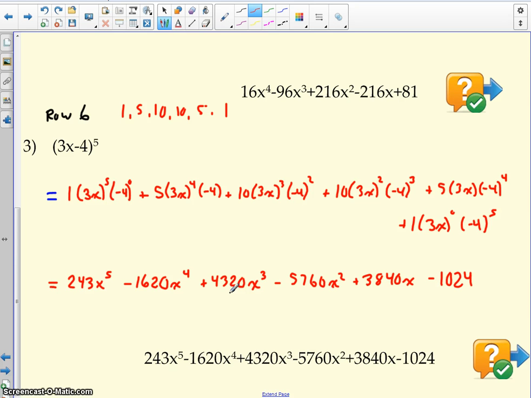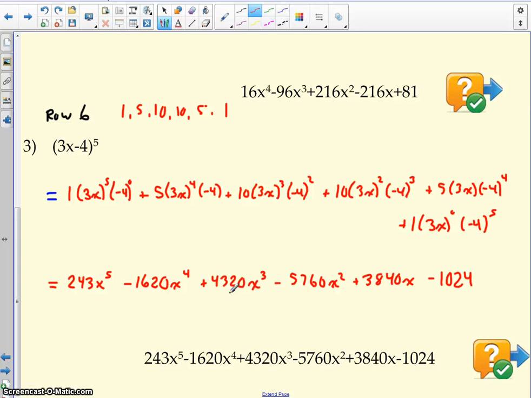Alright, so take a minute and check your answer. So again, I just followed the same pattern I did before. So my coefficients came from row 6. So 1, 5, 10, 10, 5, and 1 were my starting coefficients there. I started off with 3x, all to the exponent 5. Then took 1 away from the exponent for each term. I started with negative 4, the exponent 0, and added 1 to the exponent for each term.